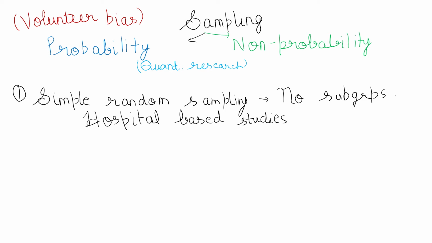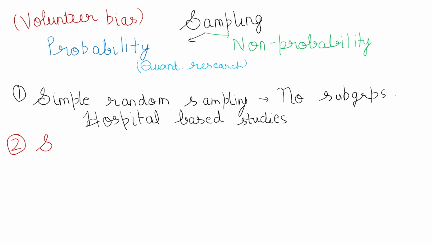I told you that when people volunteer for a study, we call that convenience sampling. That is a problem, because when people volunteer, there is a chance of bias. The person who is volunteering may or may not have the disease, so there is a volunteer bias. This is avoided by probability sampling.